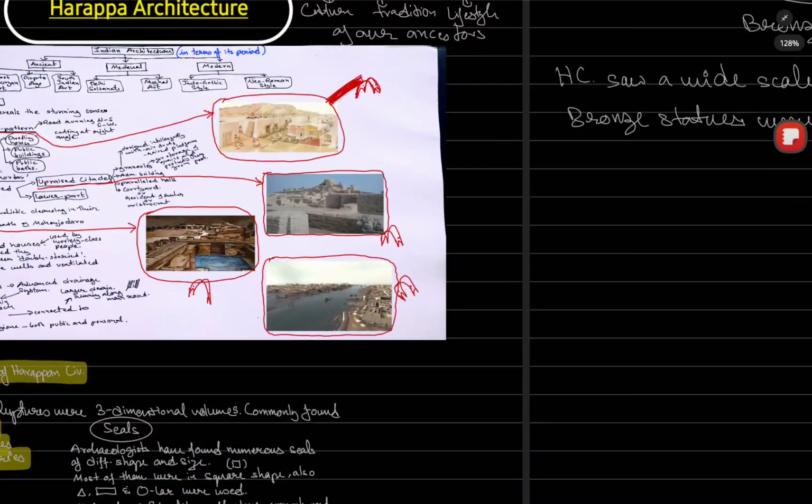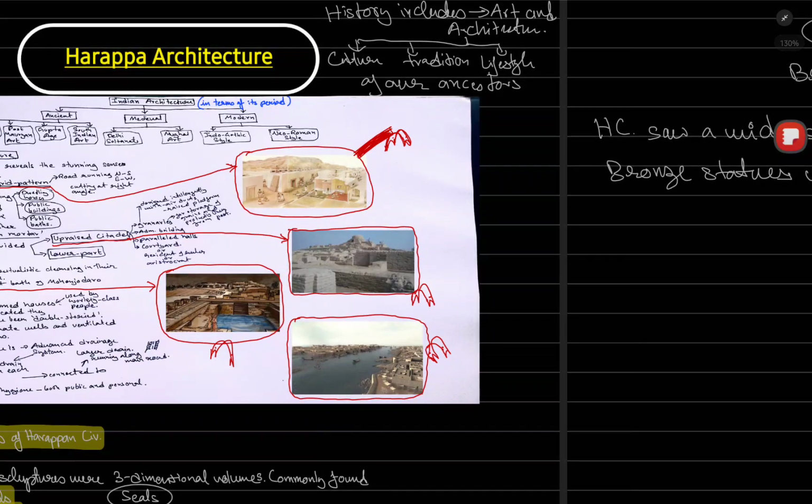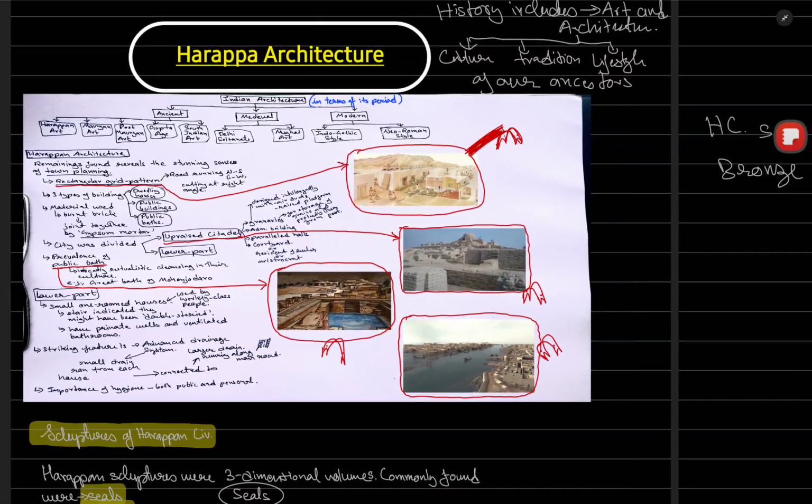So see, basically history includes what? History includes art and architecture, which ultimately helps us understand the culture, tradition, and lifestyle of our ancestors, right? And with that, now let's move ahead with the Harappan architecture.